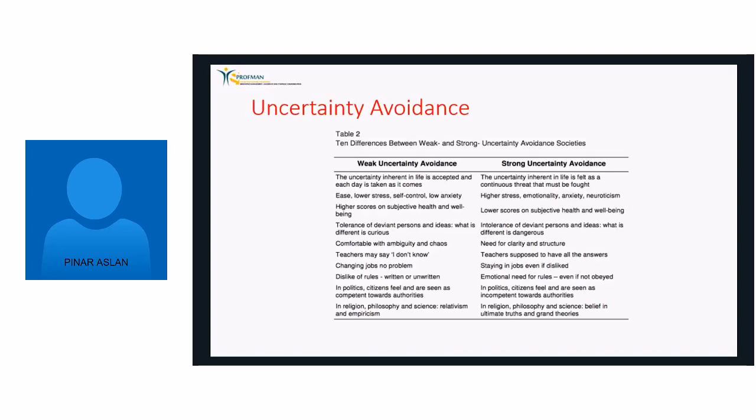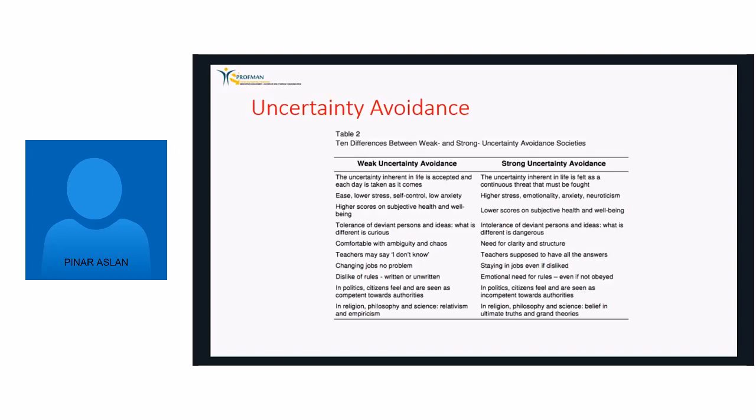In a weak uncertainty avoidance society, changing jobs, no problem, changing life, no problem. But in a strong uncertainty avoidance society, people stay in jobs, even if disliked. So you don't leave your job, you don't quit because you think there's a threat that is about to happen anytime. So you always stay, you keep your job, even when you don't like it. And in a weak uncertainty avoidance society, there is a dislike of rules, written or unwritten. You think you don't need rules. Whereas in a strong uncertainty avoidance society, there is an emotional need for rules, even if not obeyed. You want the rules to be there. Even when you don't obey, you need them because you have an emotional need for them.